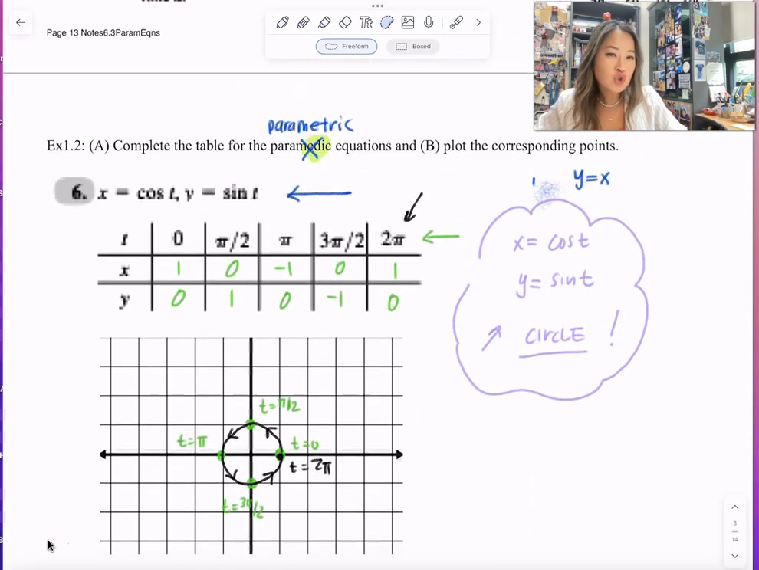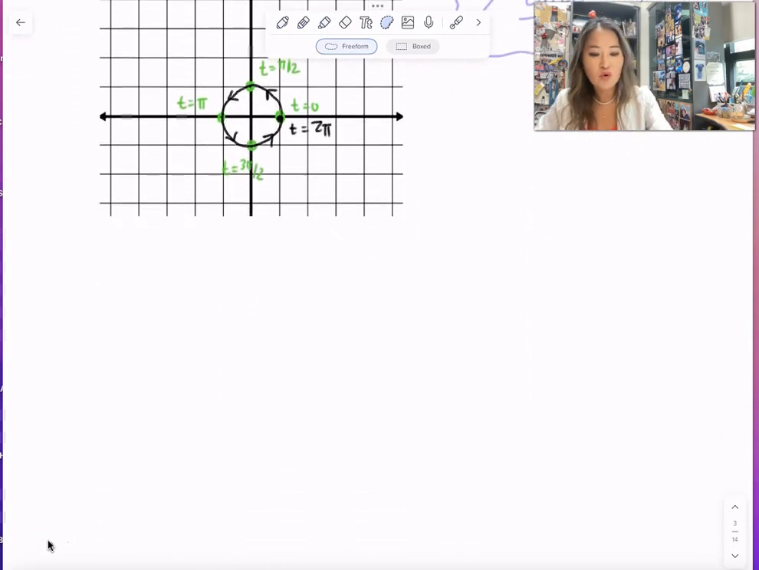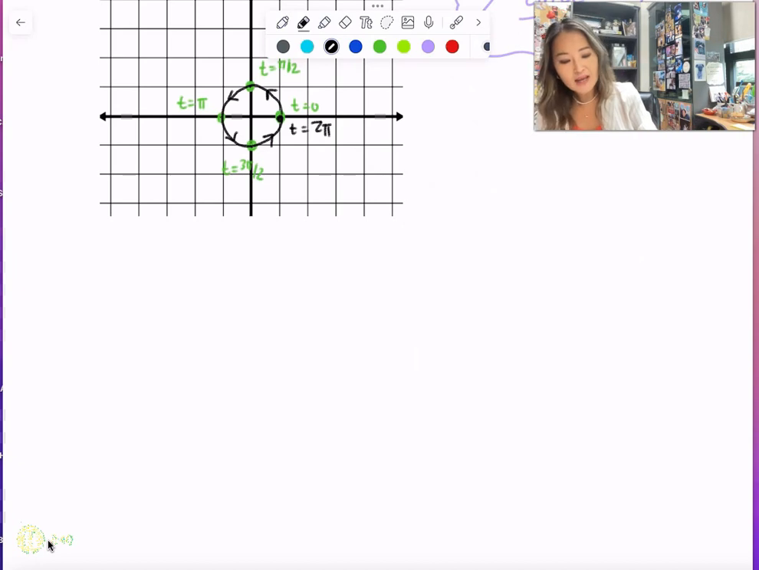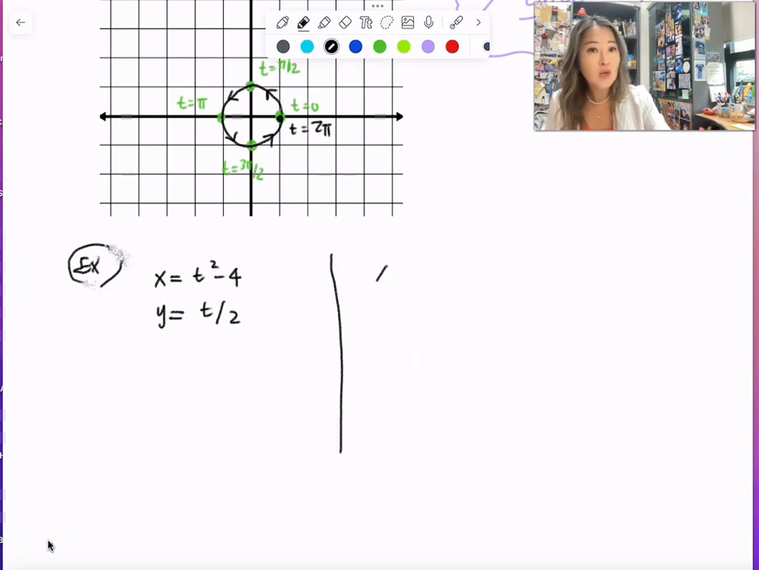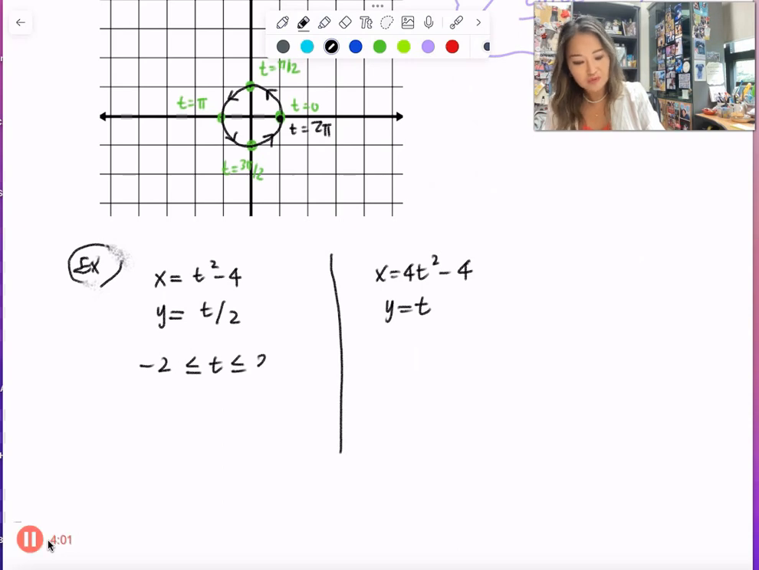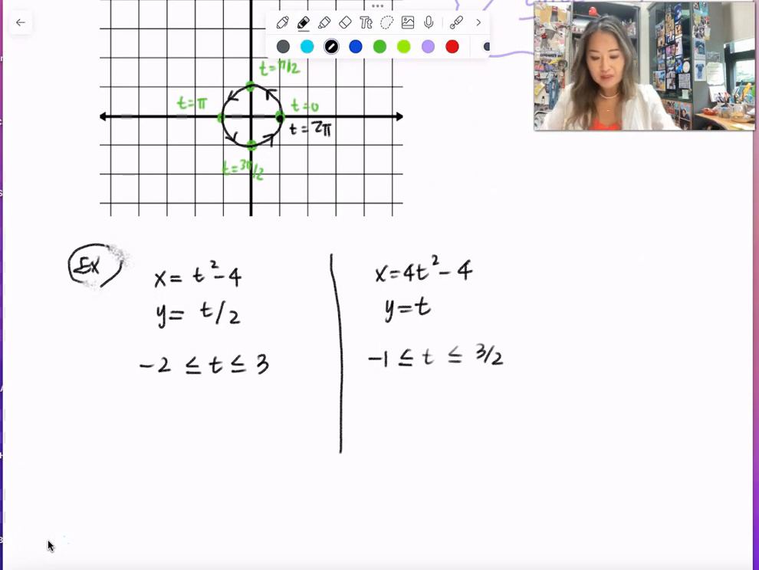Now, I'm going to give you one more to try on your own. Bonus example: x equals t squared minus 4, y equals t over 2. I want you to try that and compare it to x equals 4t squared minus 4, y equals t. I want you to only try this one from negative 2 to 3, and this one from negative 1 to 3 over 2. And we'll discuss this later, okay?